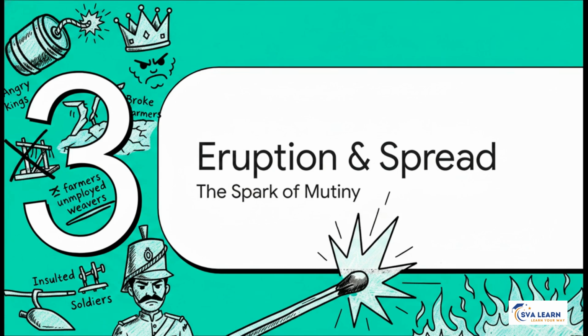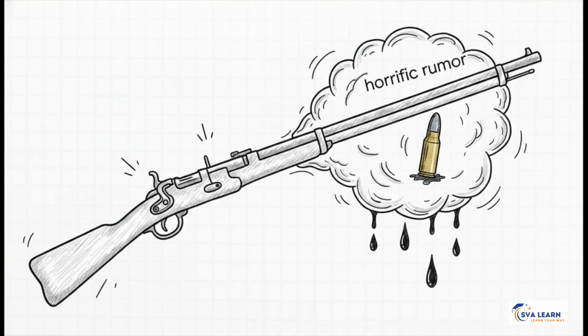The powder keg was completely full at this point. The kings were angry, the farmers were broke, the weavers were unemployed, and the soldiers were totally insulted. So what was the immediate cause? Examiners loved this one. It was the introduction of a new weapon, the Royal Enfield rifles. But actually, scratch that. It wasn't really the gun itself.